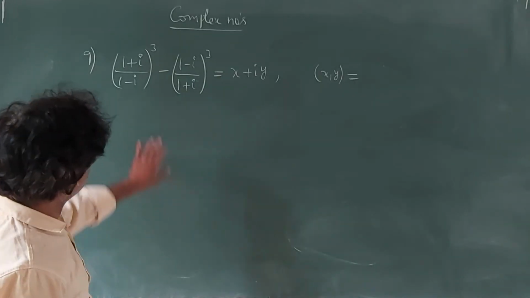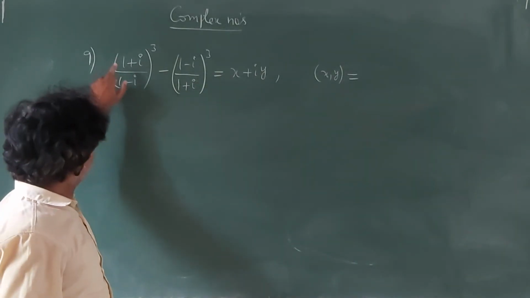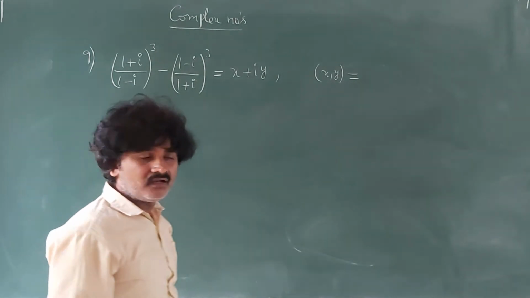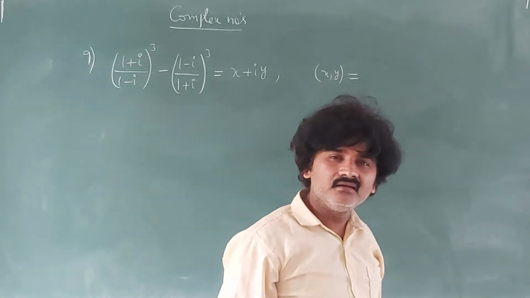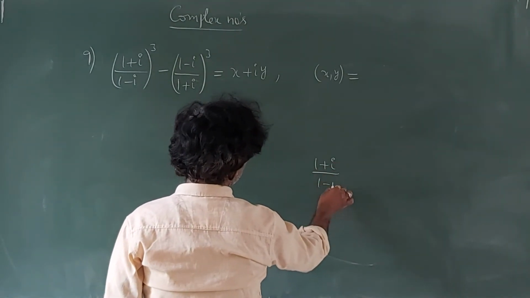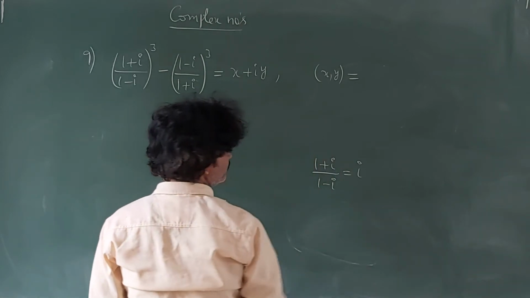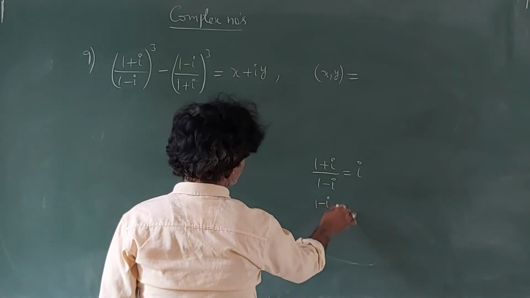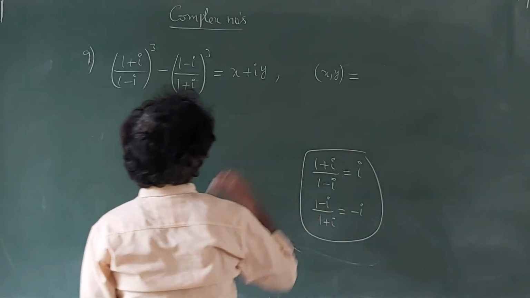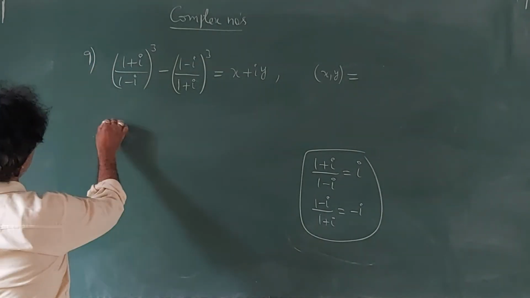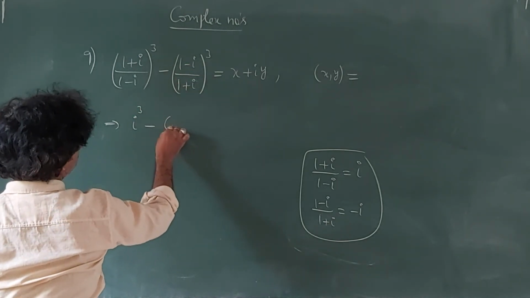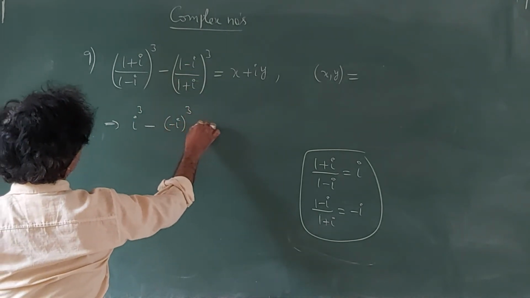Earlier only we said this one, number of times you will get what? 1 plus i by 1 minus i. What is the value of 1 plus i by 1 minus i? Right, i. Always 1 plus i by 1 minus i is simply i. Reverse, 1 minus i by 1 plus i, is nothing but minus i. So then this is i power 3, minus this value, minus i, power 3.